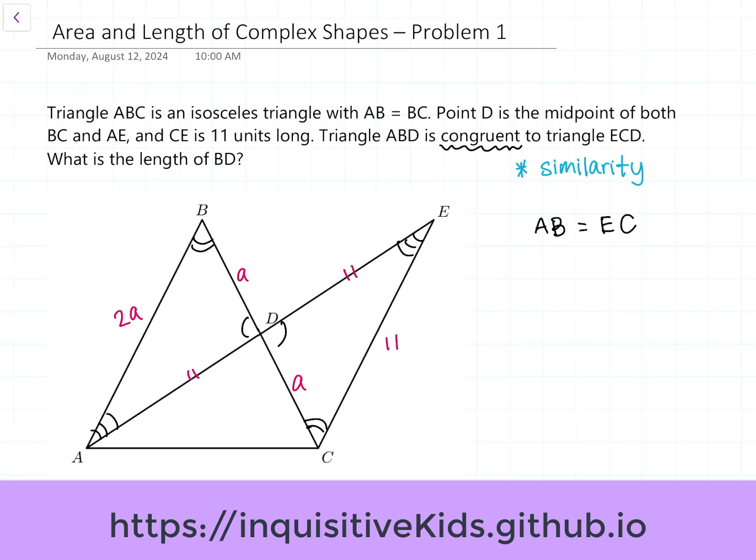Now we know that AB is 2A and EC is 11. Therefore, if we solve for A, we have A is equal to 5.5. Therefore, the length of BD is 5.5 units long. As you can see, by using similarity of triangles, we were able to solve this problem with ease.